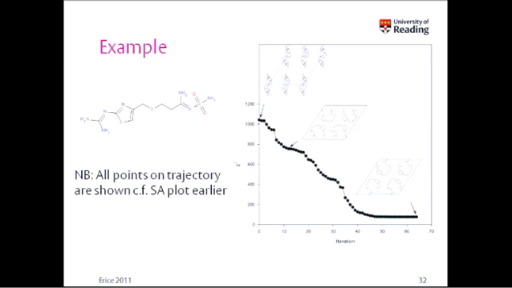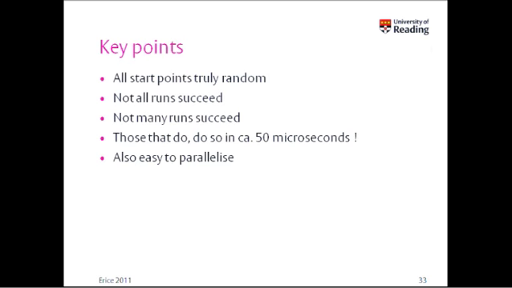Now, just to emphasize, these are all points in the trajectory, not just the best ones. So it is only going genuinely downhill. And of course, nothing's perfect. All the start points are truly random. We accept that. Not all runs succeed, and in fact, not many runs succeed. But of those that do, they solve in 50 microseconds, which is pretty fast. And that's just on a desktop PC, we're not talking supercomputers here. And because it's easy to parallelize, it means we can set off lots and lots of jobs independently and just watch them and pick out the ones that make it down that giant slide to the end.